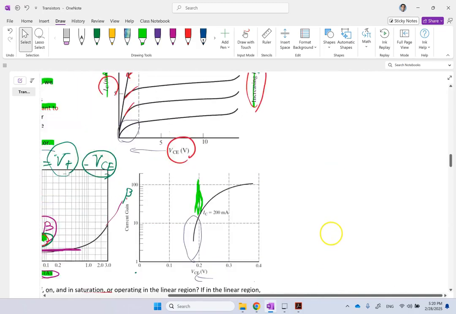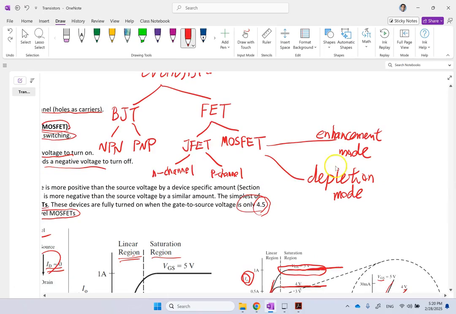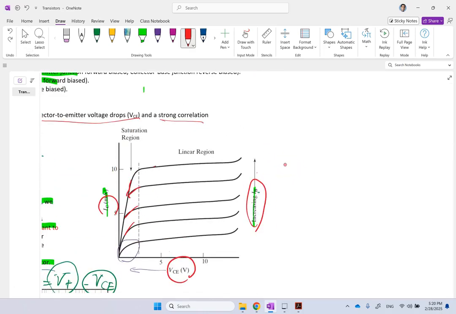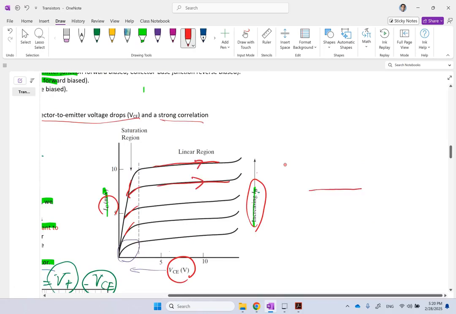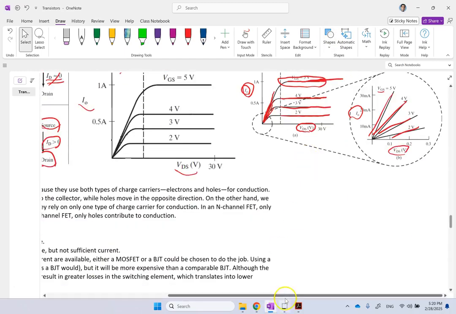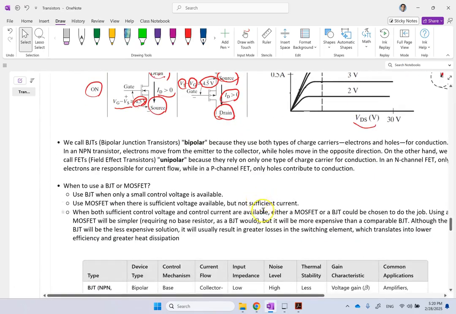Now, if you look at the BJTs, that was not the case. Here, you see that your current is changing. Although the slope is very mild, it is still increasing along these lines. You see it's still going up. But for MOSFET, it just goes pure flat. Okay, so the linear region and the saturation region for these MOSFETs and BJTs are different.